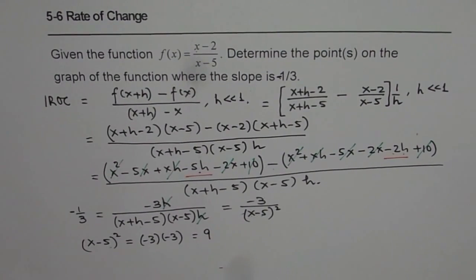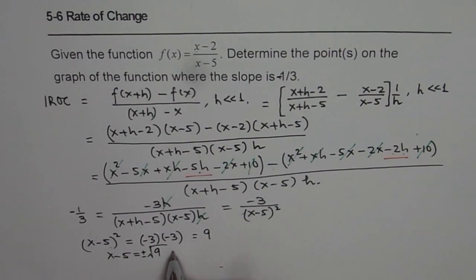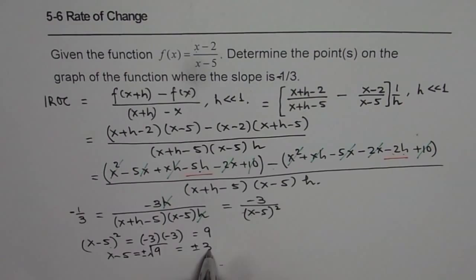So let's push the page a bit. So we'll take the square root and then solve. So we get x minus 5 equals the square root of 9, and whenever you do a square root you should do plus and minus, correct? So that means this equals plus and minus 3.